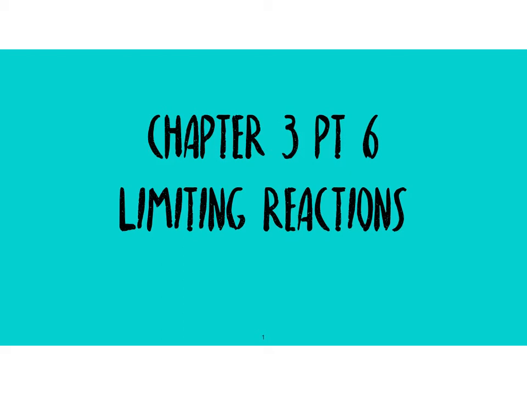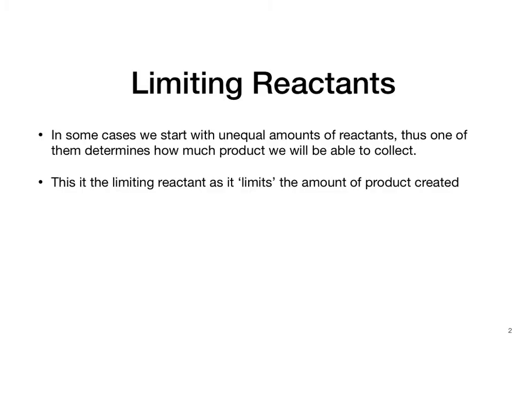In Chapter 3, Part 6, Limiting Reactants, we're going to talk about probably one of the most dreaded topics in Gen Chem 1. So a limiting reactant, what is it? The limiting reactant is the part of this reaction that limits the amount of product created. So when we start with unequal amounts of reactants, one of them determines how much product we're going to make.